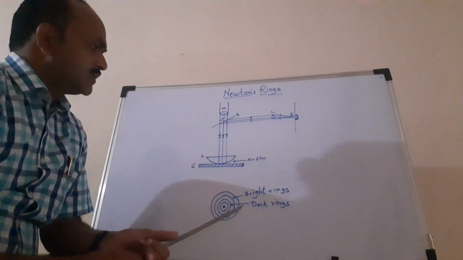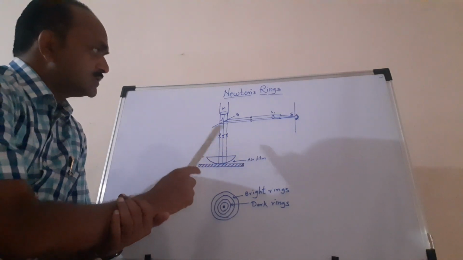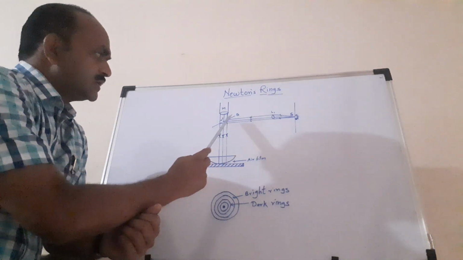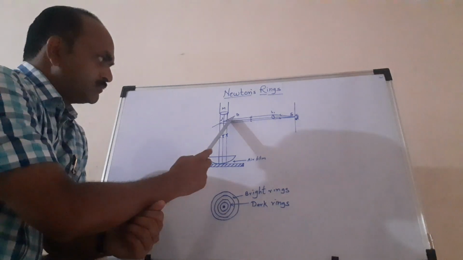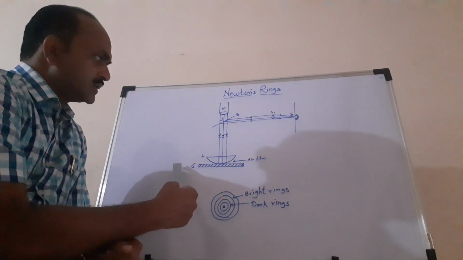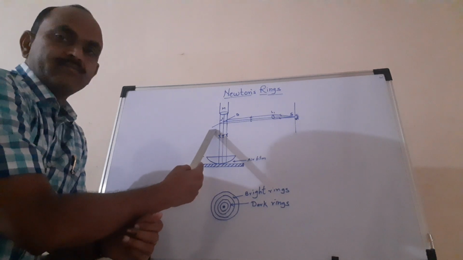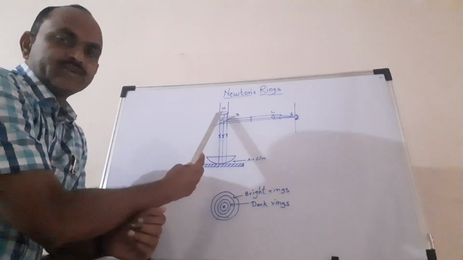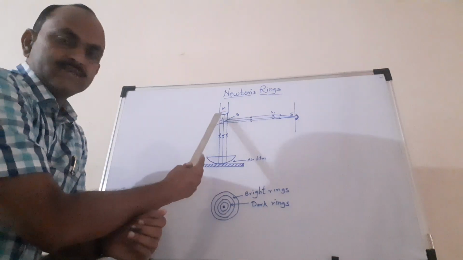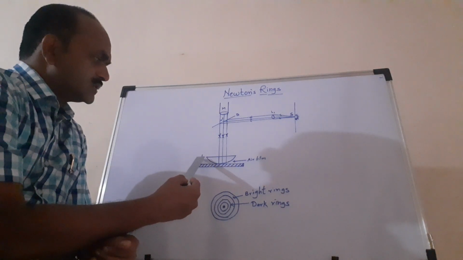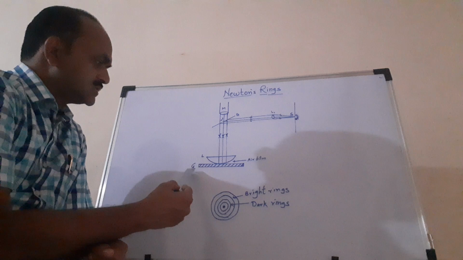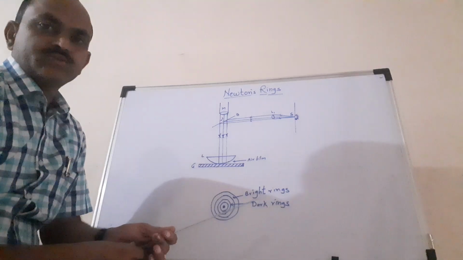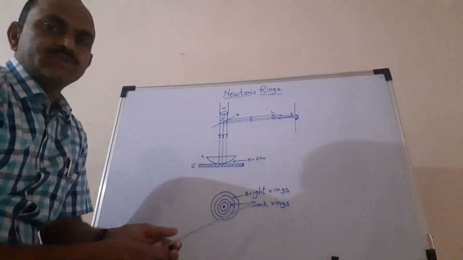In this arrangement, source S, lens L1, and B and G are the glass plates. These are kept at a 45-degree angle, and this is the microscope M through which we can observe the rings. The plano-convex lens is kept on this glass plate G, and the interference forms the Newton's rings. So this is about the formation of the Newton's rings.